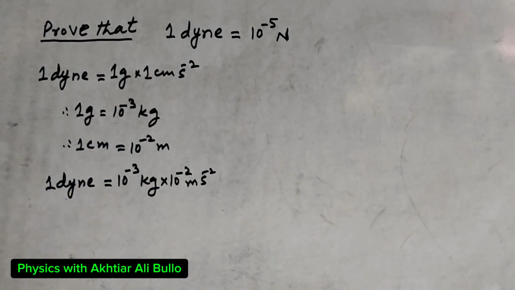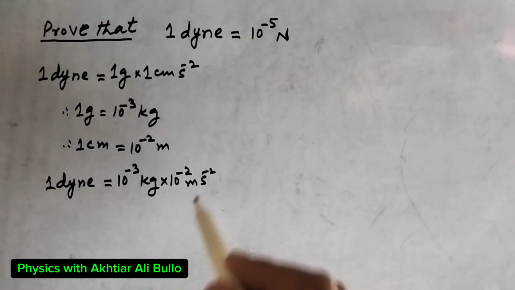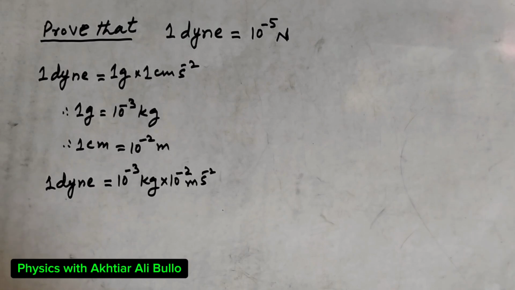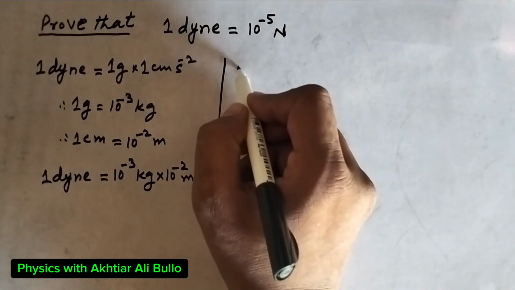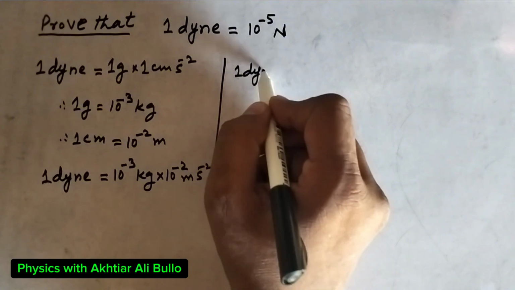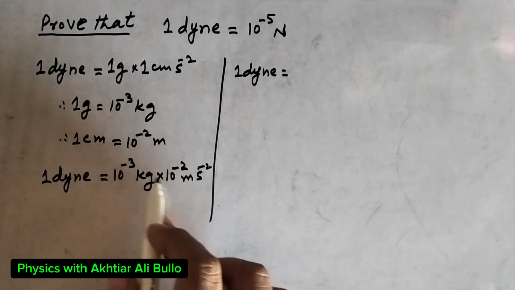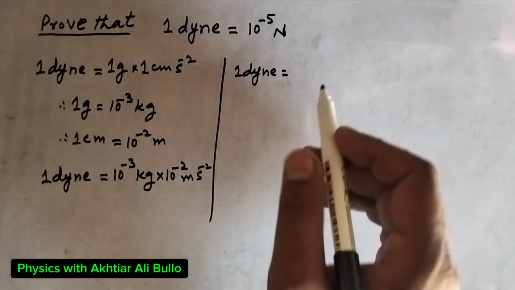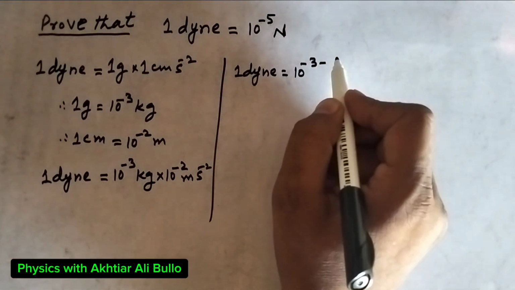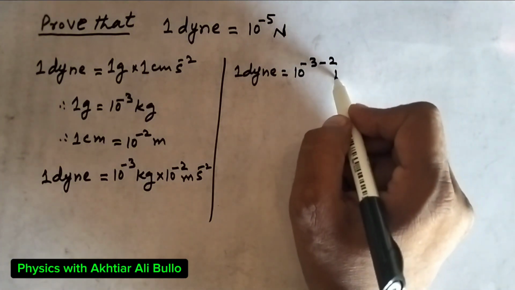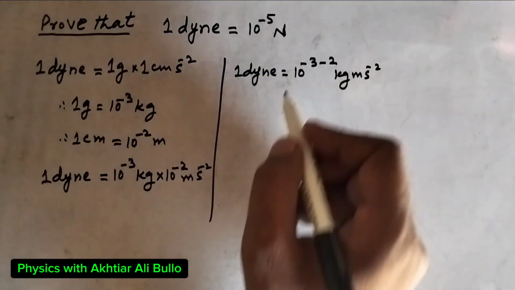same because its value is same in all the system of units. So 1 dyne will be equal to, when bases are same, then we will add the powers in multiplication. So it will be 10 raised power minus 3 minus 2 kilogram into meter per second square.